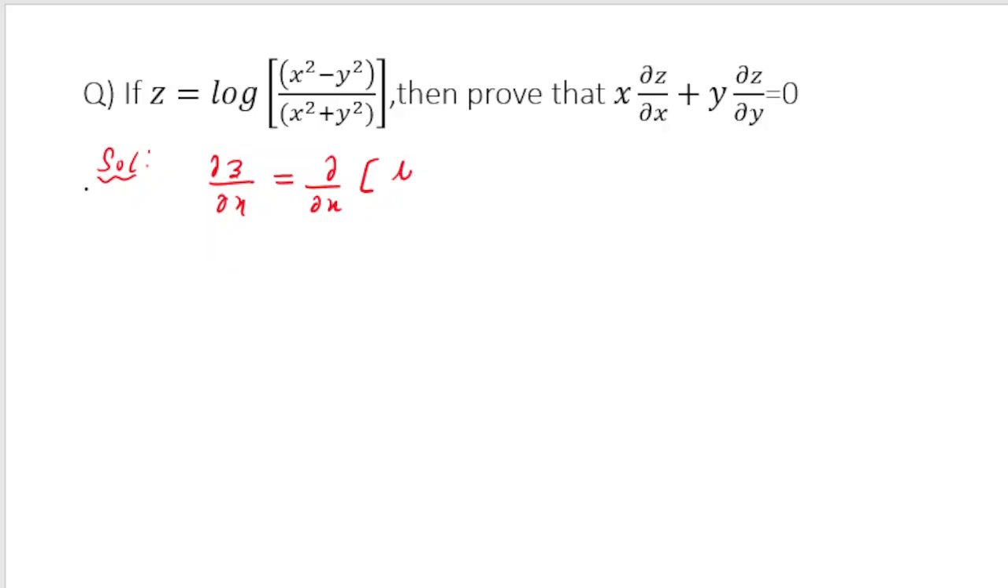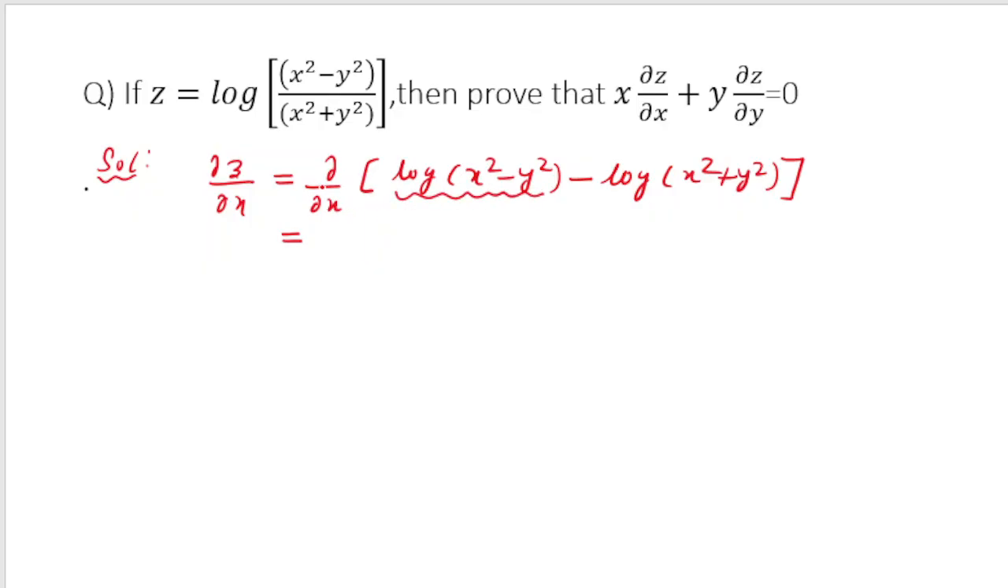So using the property of log, this expression can be written as log of x square minus y square minus log of x square plus y square. This will make the computation easier, but otherwise I could have done it without using the log also. So what is the derivative of log of x square minus y square?